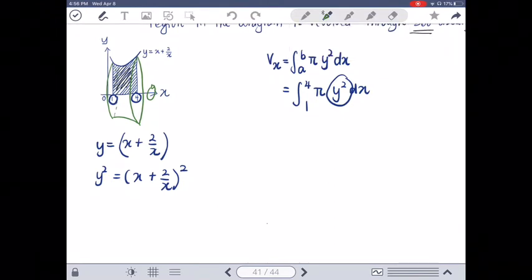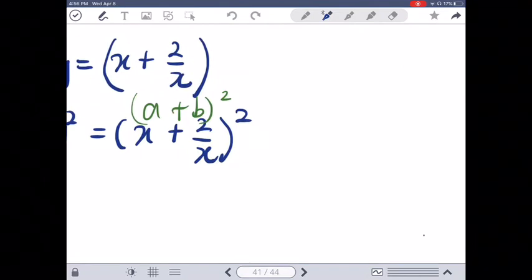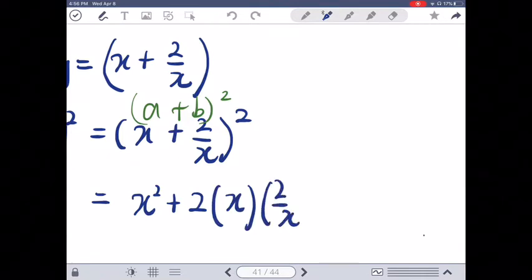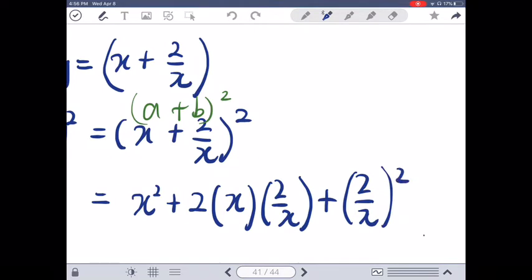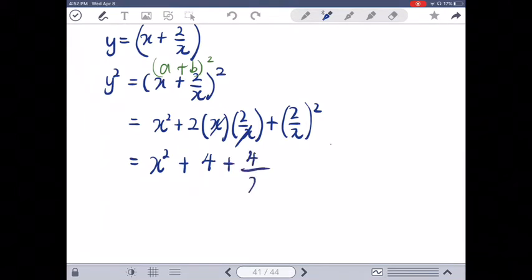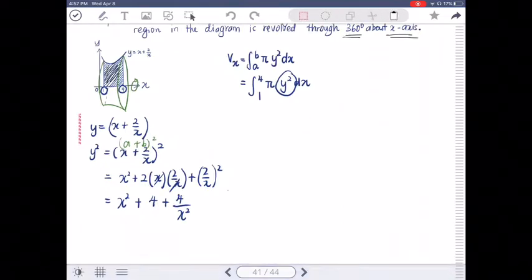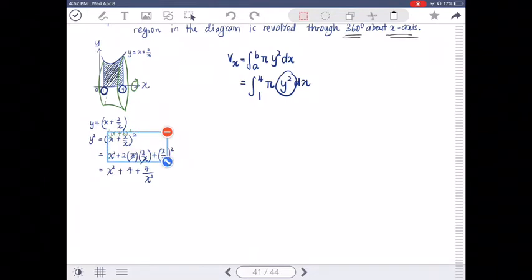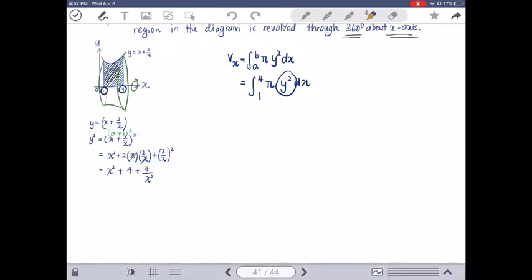And here I would like to use the formula (a plus b) squared equals a squared plus 2ab plus b squared. So we will get x squared plus 2 times x times 2 over x plus 2 over x squared. Simplifying, we get x squared plus 4, since we can cancel out x, plus 2 squared over x squared, which is 4 over x squared. So now this is our y squared. You can see our y squared here. Y squared is just equal to that.